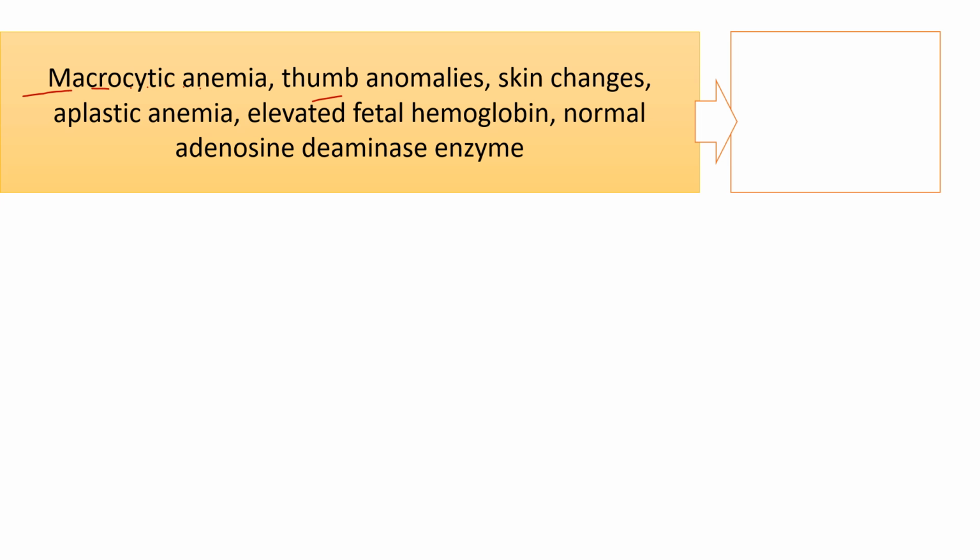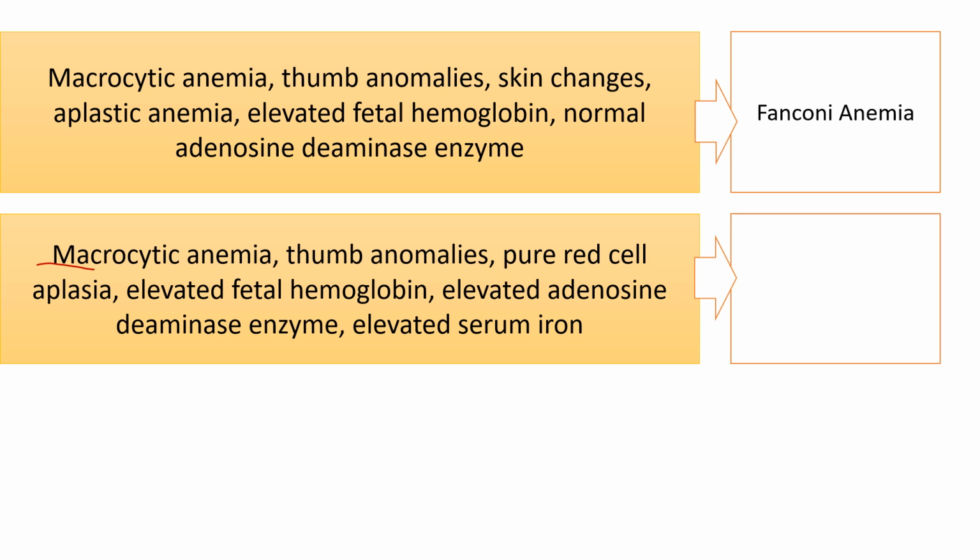Macrocytic anemia, thumb anomalies, skin changes or cafe au lait spots, aplastic anemia or bone marrow failure, elevated fetal hemoglobin and normal ADA: Fanconi anemia. Macrocytic anemia, thumb anomalies, pure red cell aplasia, elevated fetal hemoglobin, elevated ADA and serum iron: Diamond-Blackfan anemia.